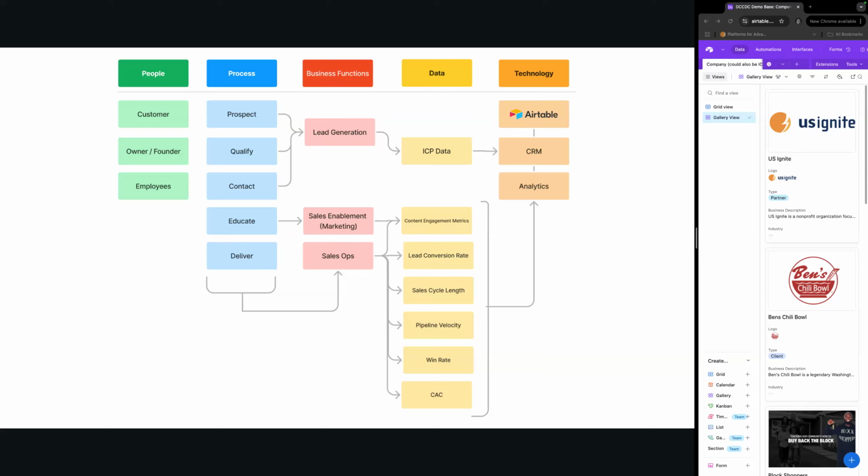So when it comes to sales workflow, this is a really high level view of the main pieces, and we're looking at this as it specifically pertains to sales. These are the people that are involved. You have your customer, the person who you're trying to sell to. You as the owner, the founder, and your employees are the ones engaging in this process to effectively sell to them. So those are the people involved in your sales process.